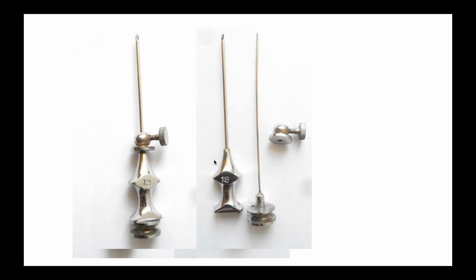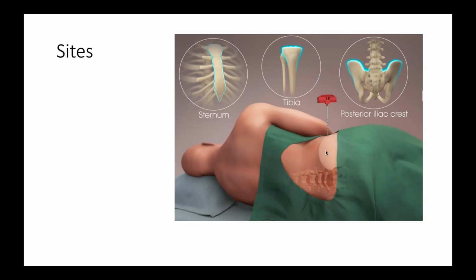So this is the stellate, this is the hollow needle, and this is the steel thing, this is the guard. You should know the parts of the needle also. And these are the sites. The usual questions would be, what are the sites where you can do bone marrow aspiration? So these are the three sites. One is this tibia, the posterior iliac crest, the iliac crest.